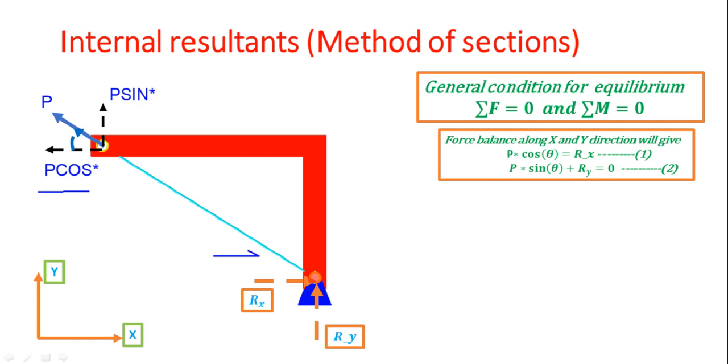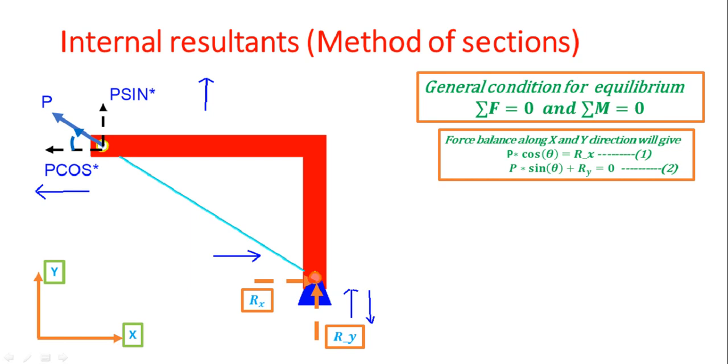So when you do the force balance here, you write P cos theta minus Rx, since they are in opposite directions, is equal to 0. So P cos theta is equal to Rx. Similarly, the P sine theta component is acting upwards, and according to what I have assumed Ry is also acting upwards. So P sine theta plus Ry is equal to 0. From this equation you will get Ry equals minus P sine theta. That means we will reverse the direction of Ry in the end because we are getting a negative answer.